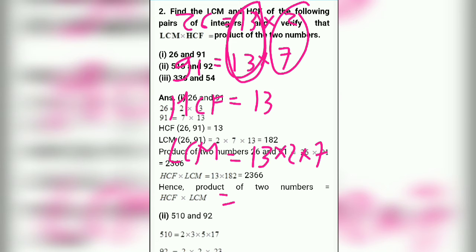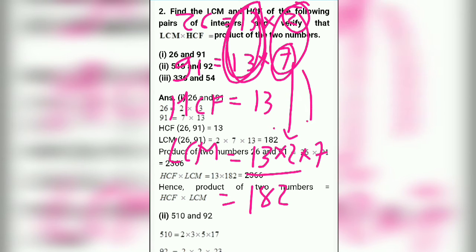Okay, so 13 times 2 times 7 is 182. Alternatively, all the factors we need to write in the LCM, but with the highest exponent, right? Here the highest exponent of 13 is 1, so 13 one time. The highest exponent of 2 is 1, so one time. The highest exponent of 7 is one time. Okay, and at last we need to multiply it: 182.